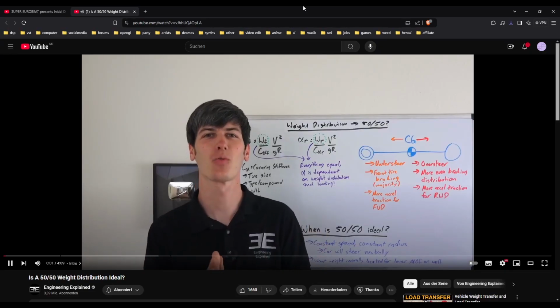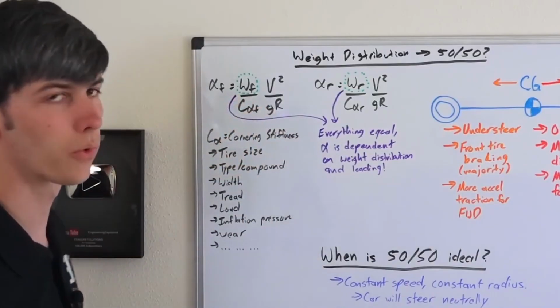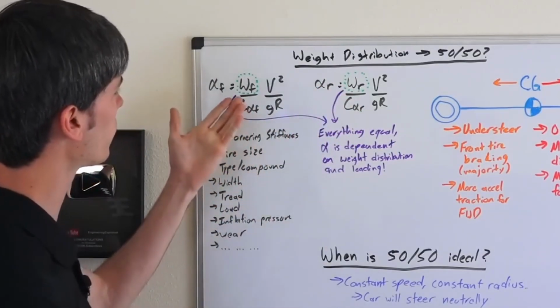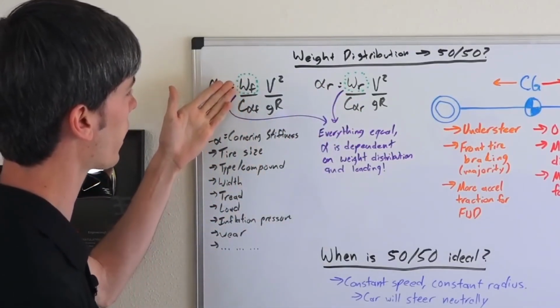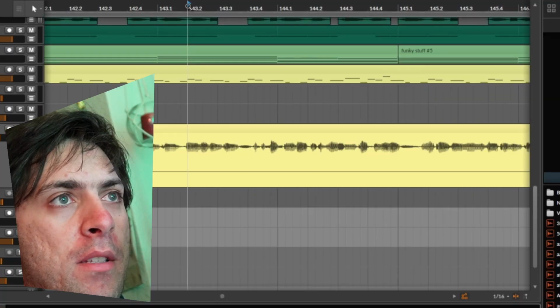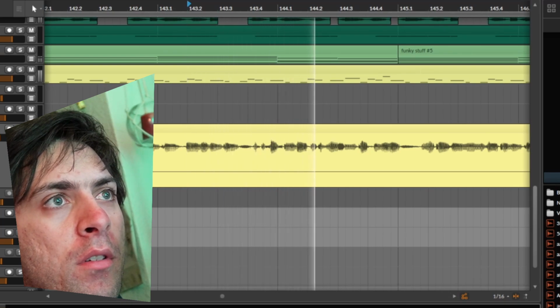Hello everyone and welcome. In this video we're going to be discussing weight distribution and how it affects vehicle dynamics. Looking at the equation for the front slip angle of the car and the rear slip angle of the car, you can see it's the weight on the front axle divided by the cornering stiffness. 50-50 weight distribution. However, it's also like I'm saying 50-50. Ohne Wingdon. 50-50 weight distribution.